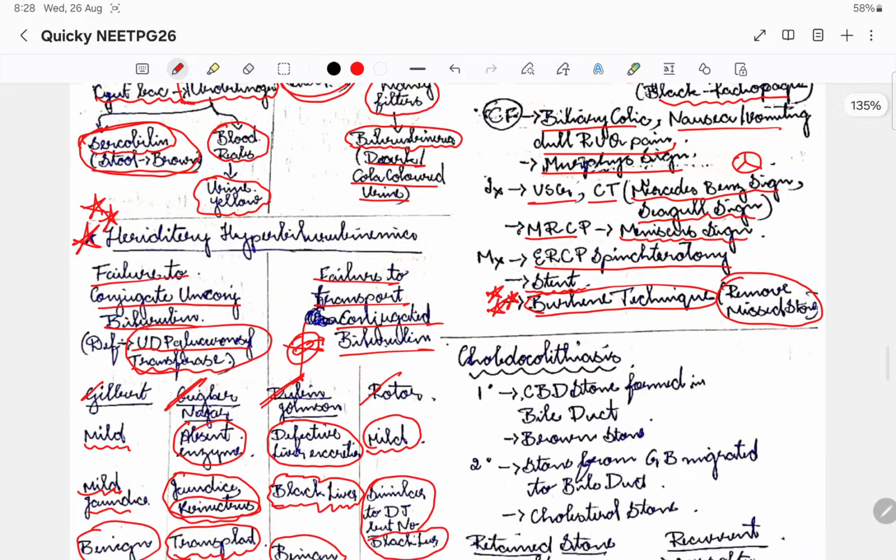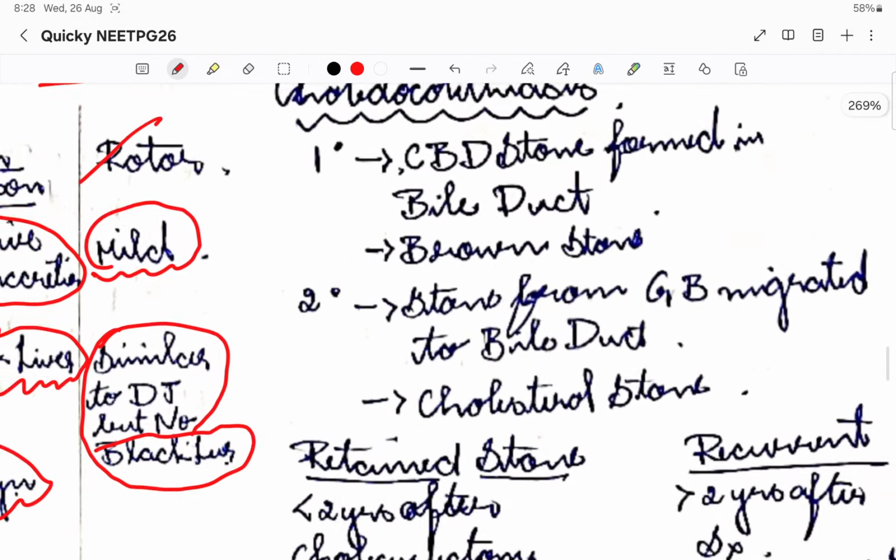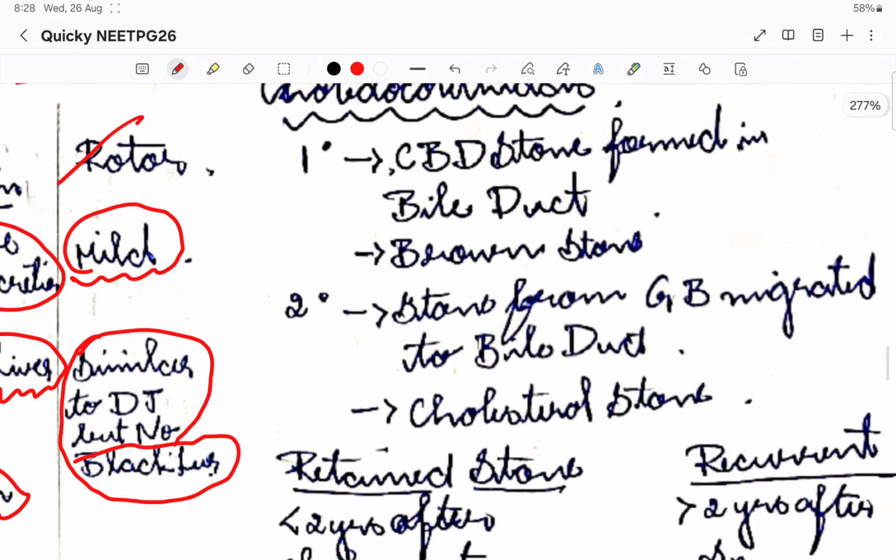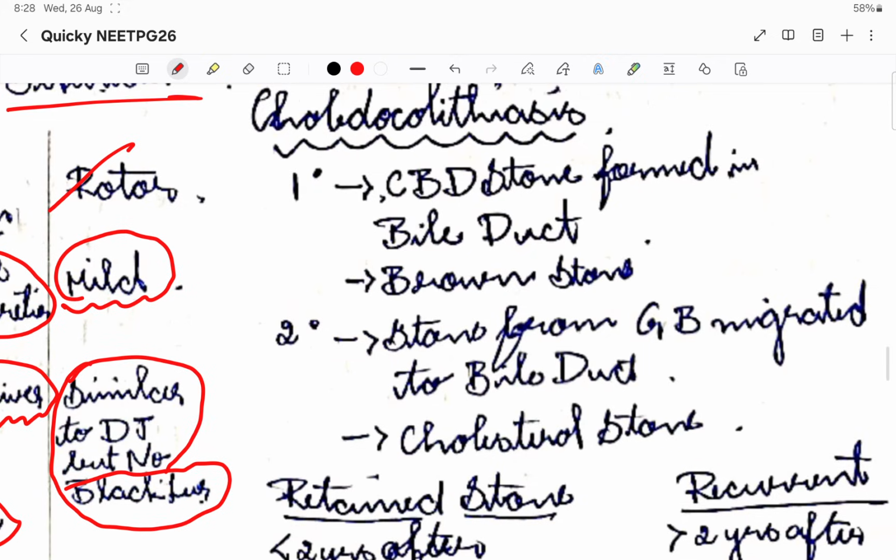Okay, then coming to choledocholithiasis. See, there is something called primary and secondary choledocholithiasis. So basically it is the duct. Okay, so gallbladder we discussed. If the stone is in the gallbladder, it was cholelithiasis, whereas if the duct is having the stone, it is going to be choledocholithiasis. Okay, so it is going to be two types. One is primary and the other is secondary.